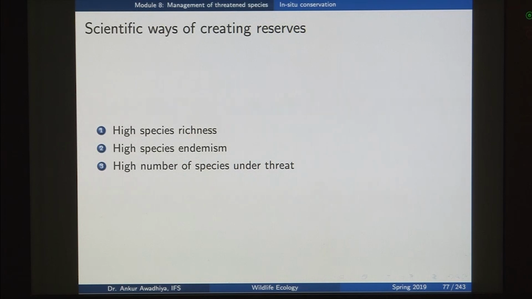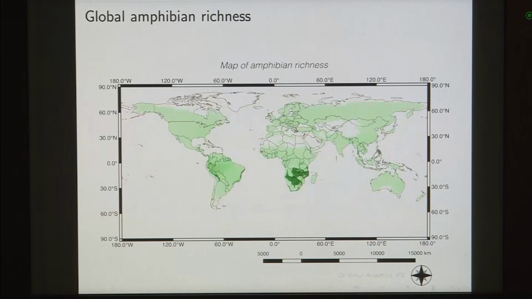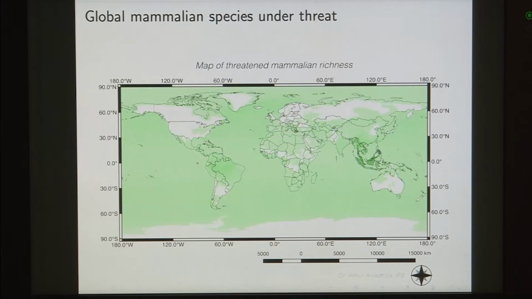So, threat, richness and endemism are three things that should guide our process of selecting areas where the reserves should be set up. So, how do we begin with that? Well, we can begin by plotting where different species are found. So, things such as global mammalian richness can be plotted to see what are the areas where we have a larger richness of mammalian species, or we could do it for amphibian species, or we could look at the IUCN list of which different species are under threat and we can plot those species.